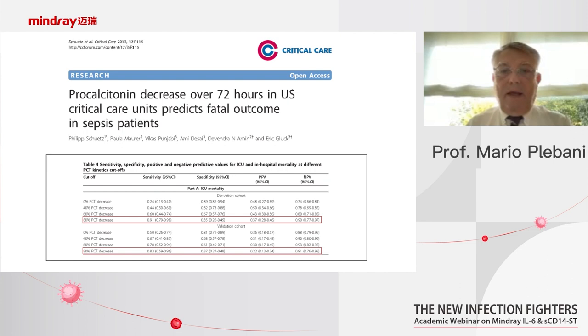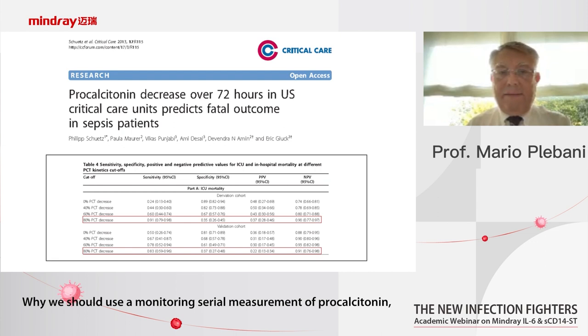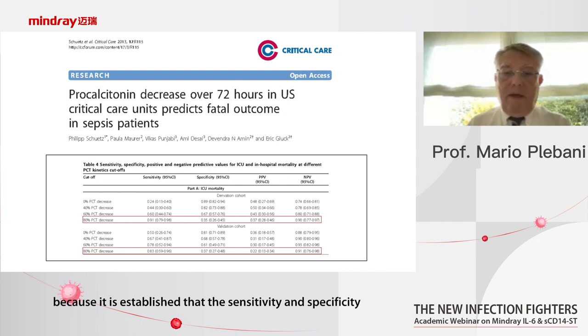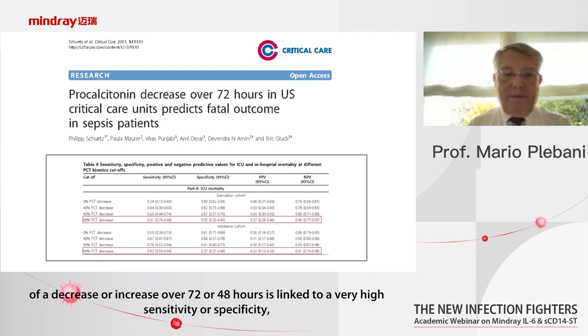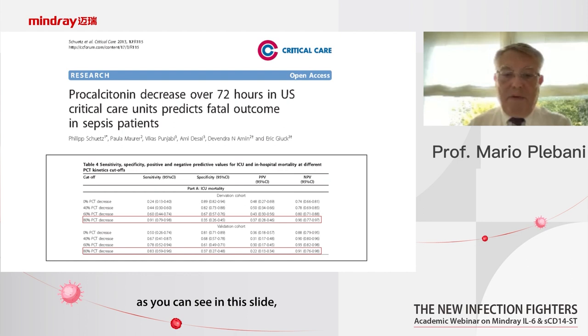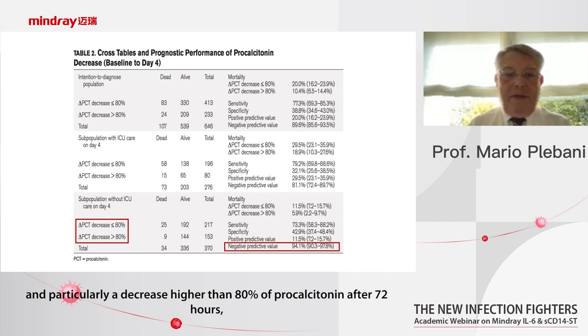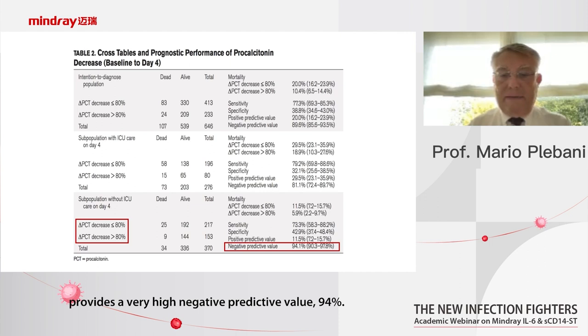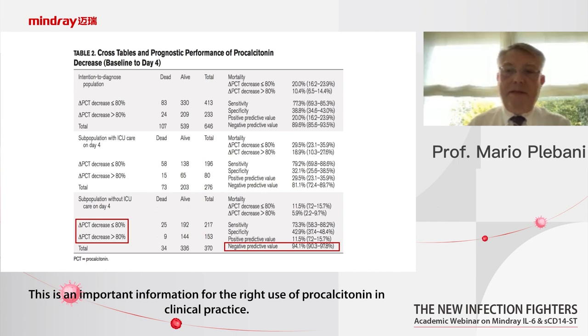Why should we use serial monitoring measurement of procalcitonin? Because it has been established that the sensitivity and specificity of a decrease or increase over 72 or 48 hours is linked to a very high sensitivity and specificity, as you can see in this slide. And particularly, a decrease higher than 80% of procalcitonin after 72 hours provides a very high negative predictive value, 94%. This is important information for the right use of procalcitonin in clinical practice.